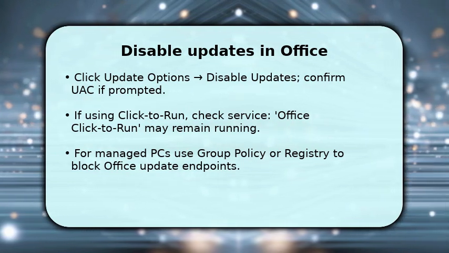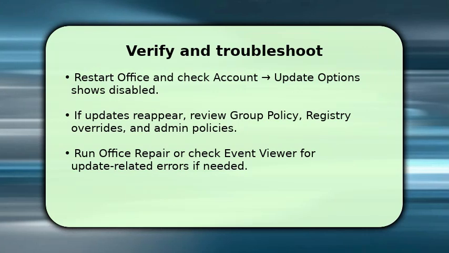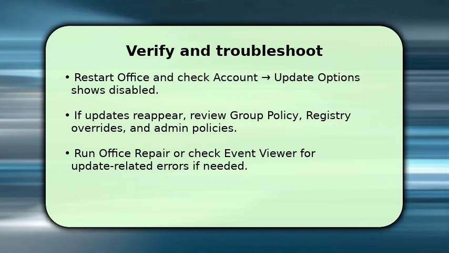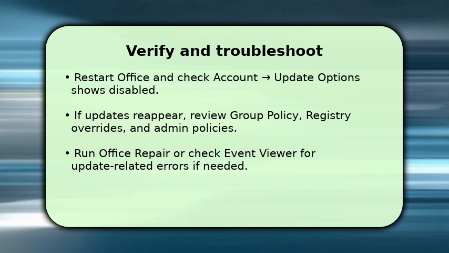After disabling, restart Office and return to Account to confirm update options reports that updates are disabled. If updates re-enable, make sure no group policy or management tool is overriding your setting and check the registry keys used by Office update logic.